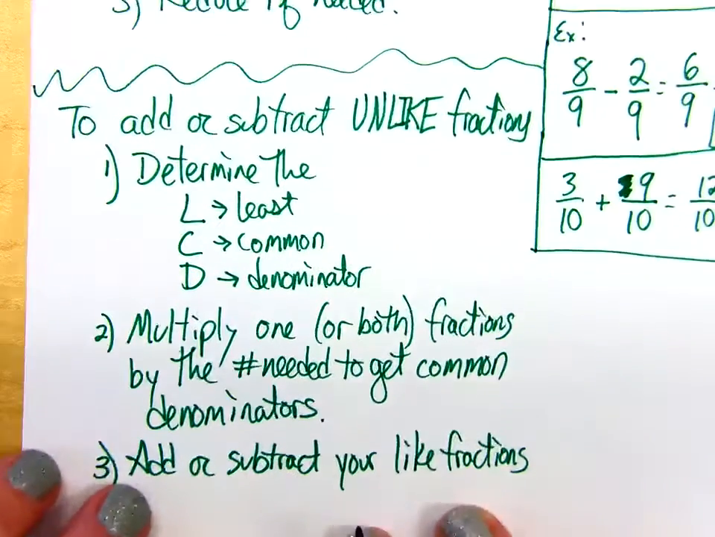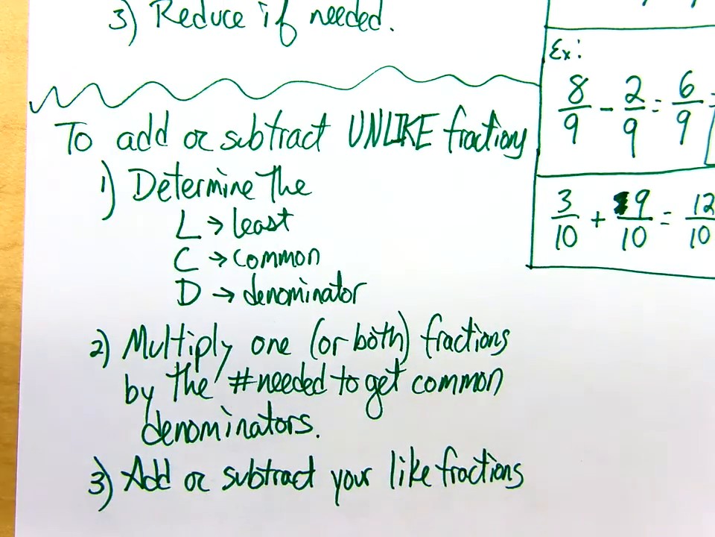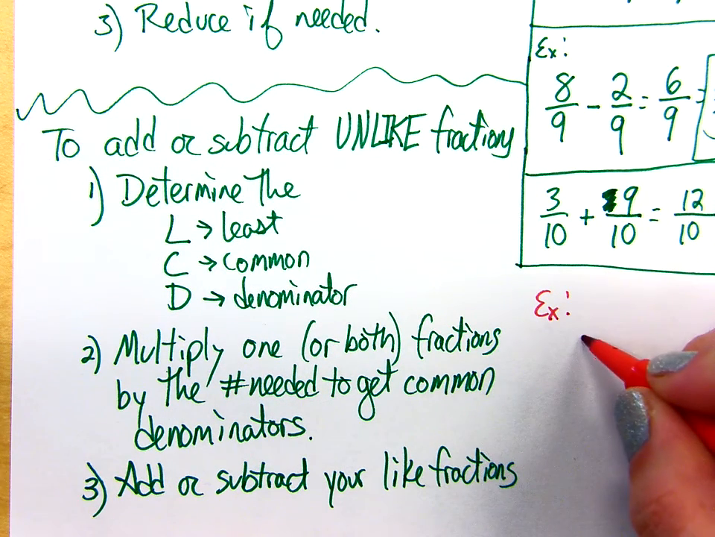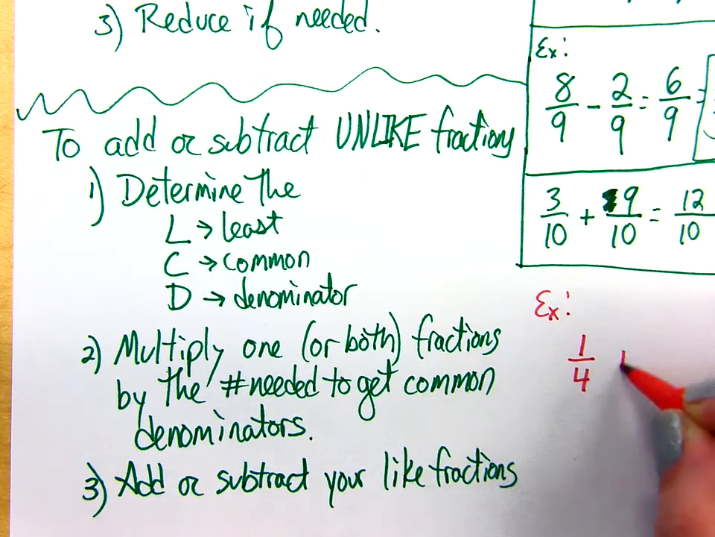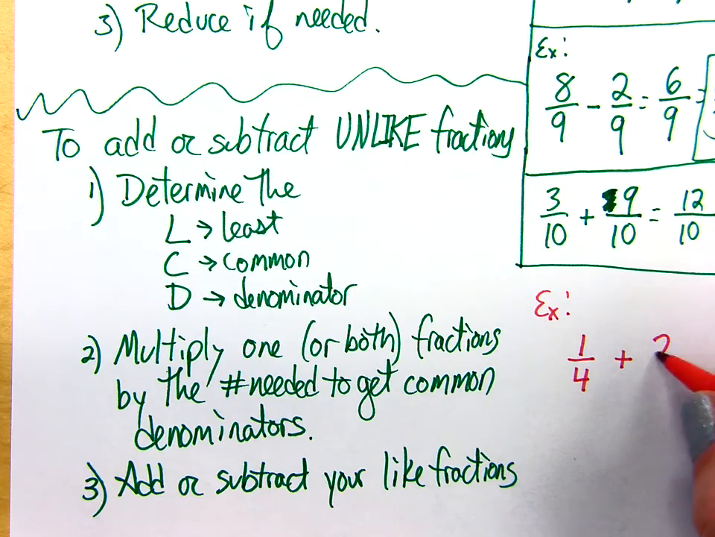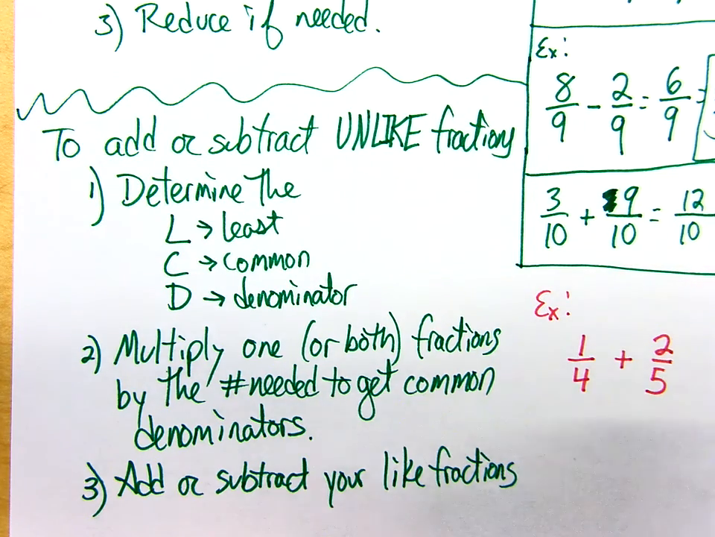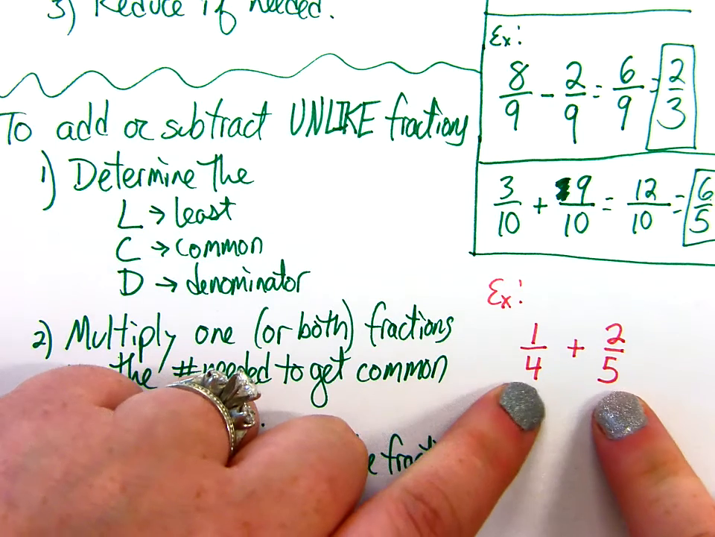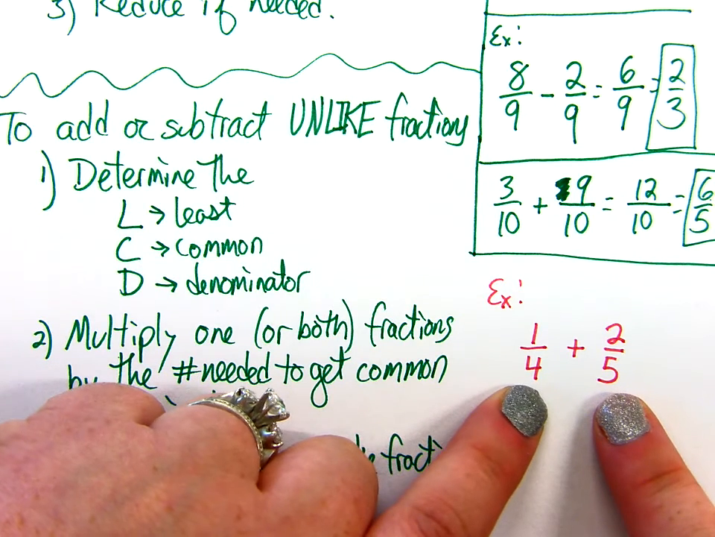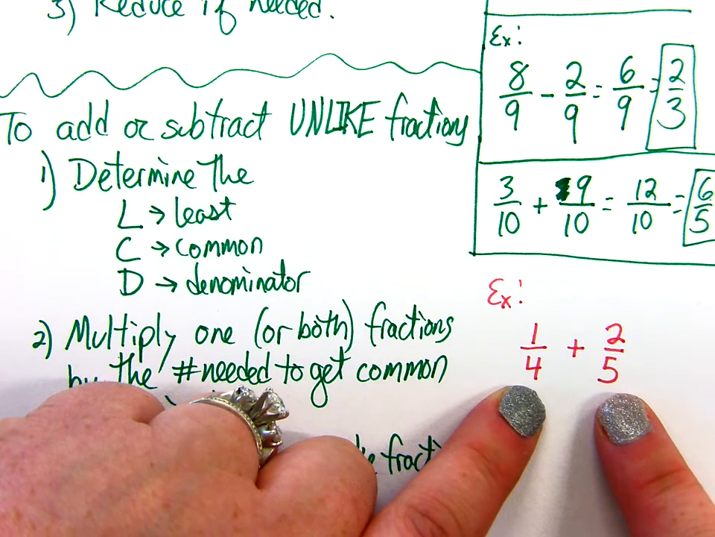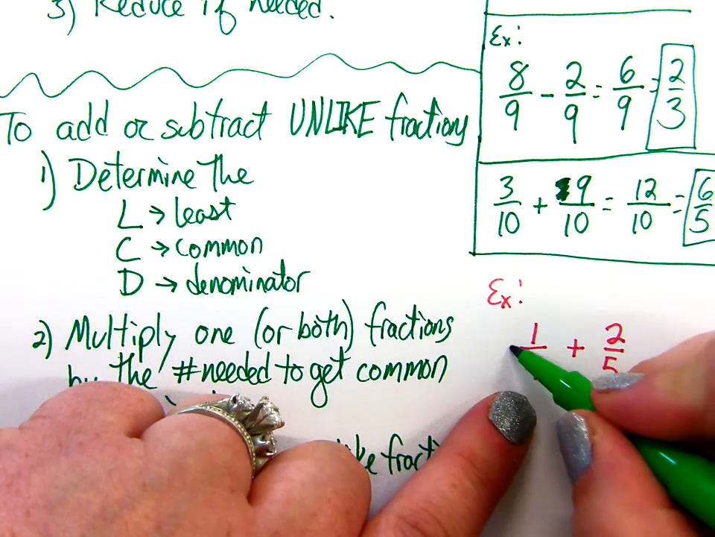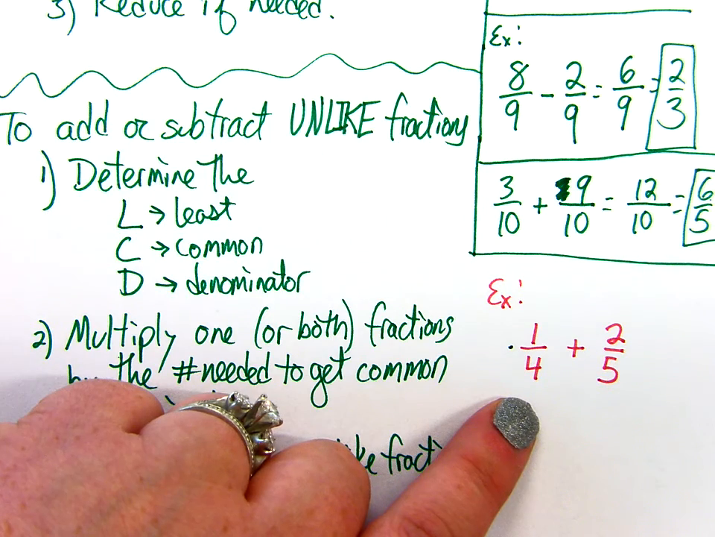Okay, let's try some examples where we don't have common denominators. Let's start off easy. Say I want to do 1/4 plus 2/5. 4 and 5 are not the same, right? So I need to look at them and ask myself, what's the smallest number that both 4 and 5 divide into? 20. So, what will I have to multiply 4 by to get to 20?